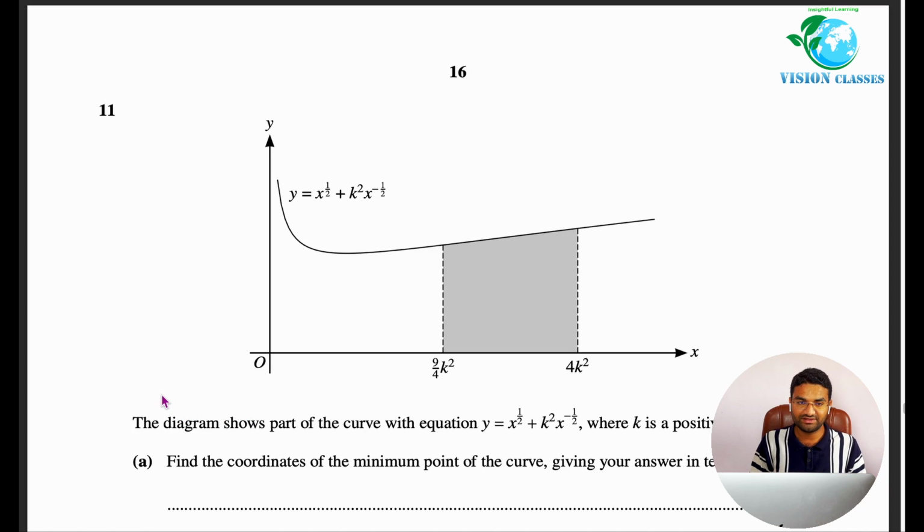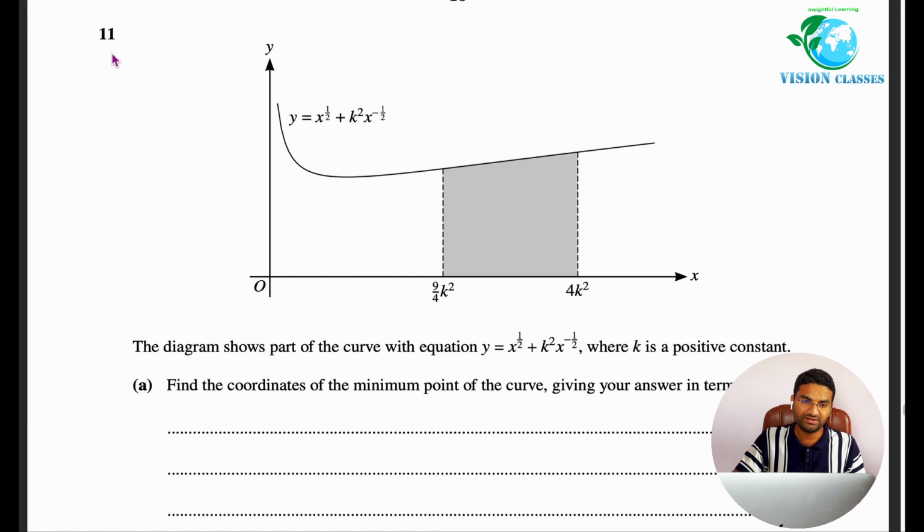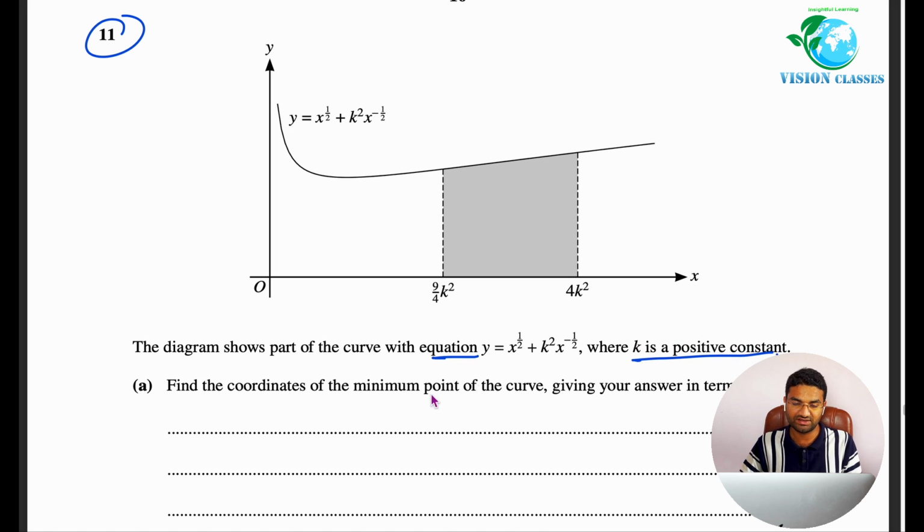So here, look at this one. This is question number 11. It's a mix of integration, differentiation, coordinate geometry, and even algebra. It says the diagram shows part of a curve with the equation y = x^(1/2) + k^2 x^(-1/2), where k is a positive constant. Find the coordinates of the minimum point of the curve, giving your answer in terms of k.